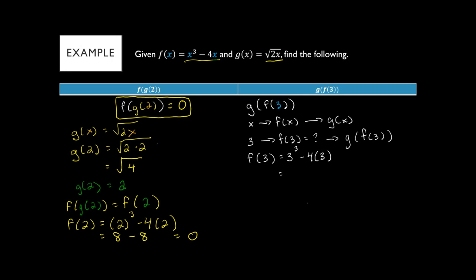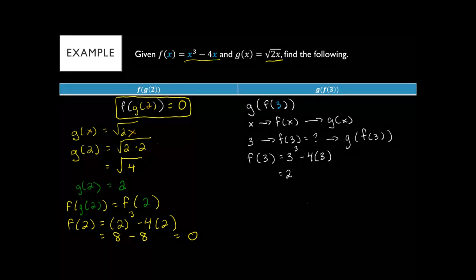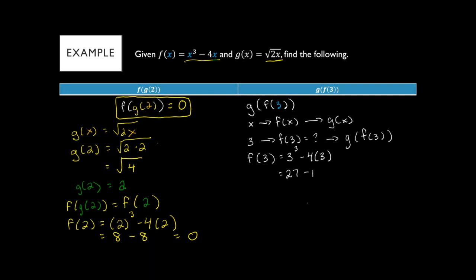And now I need to evaluate the right side. So 3 cubed is 27. 4 times 3 is 12. And then 27 minus 12 is going to be 15. So f of 3 is equaling 15.